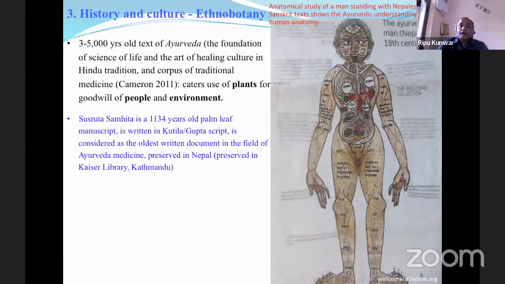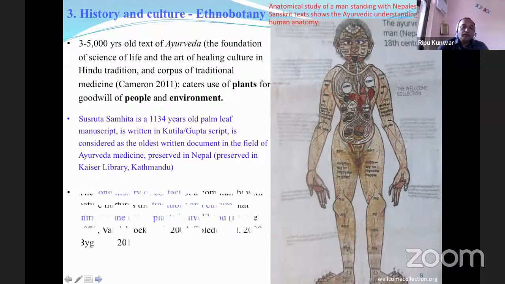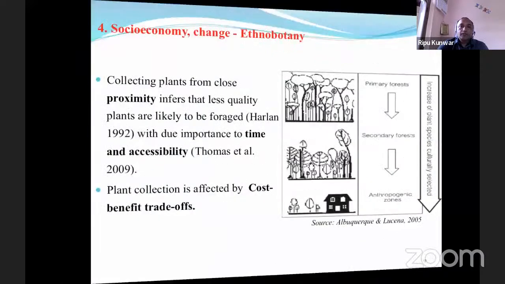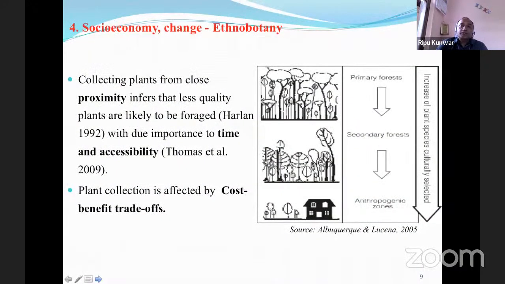This gives the idea that history and culture also influenced ethnobotany. They are also an imminent factor in ethnobotany. As I already said, the long history of contact between community and nature nurtures the tradition and culture that introduce plant livelihood. The fourth one is socioeconomic change.